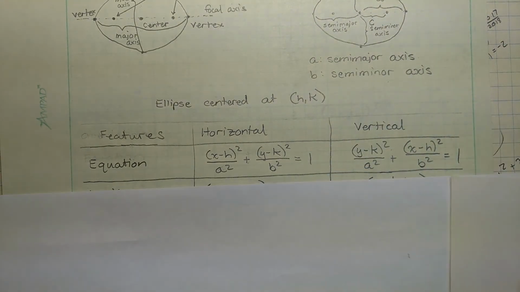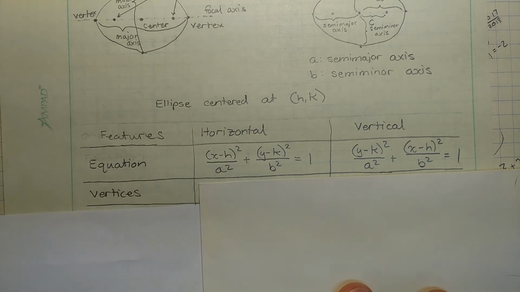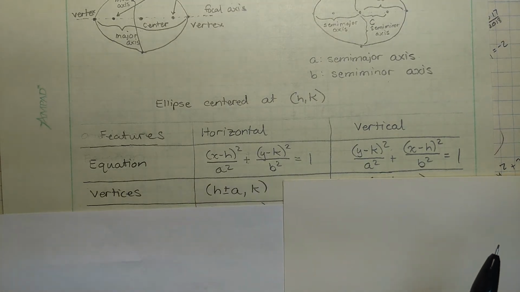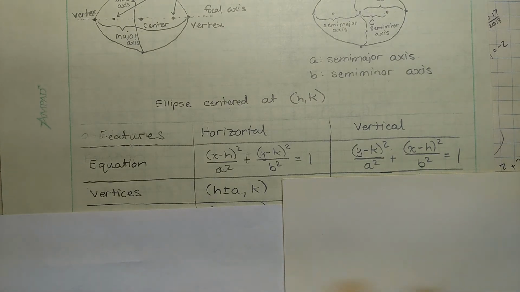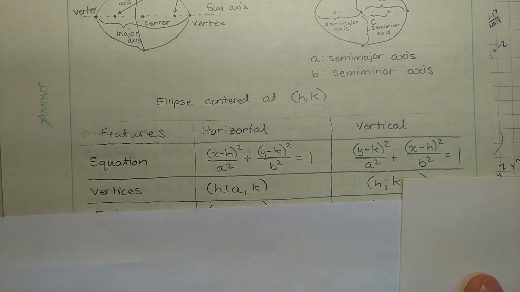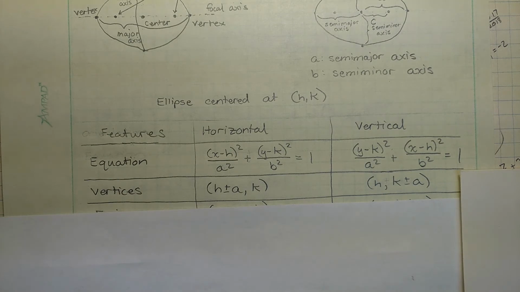All right, now let's look at some features of this. So vertices, how do we find the vertices? Well, we start with our center, and we know that a vertex, if we look here, is A away from the center. If it's horizontal, that's going to change the x coordinate. So we take that h and add a to it to get one of them, and we subtract a from it to move to the left to get the other one. The y value stays the same. K does not change. If it's vertical, it's the y value that's going to change. So we add and subtract a from k. We get h, k plus a, and then h, k minus a.